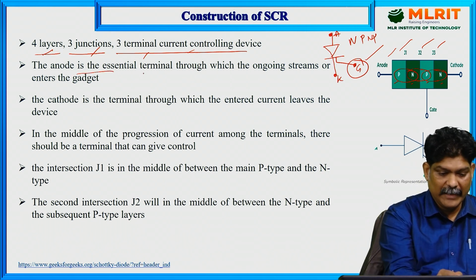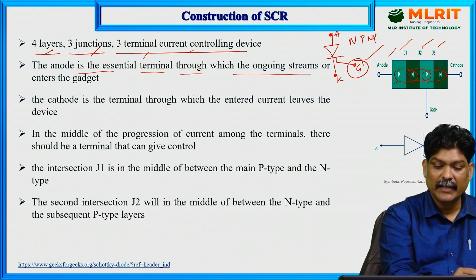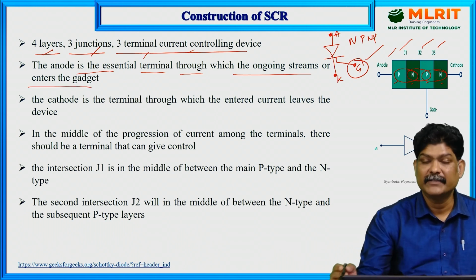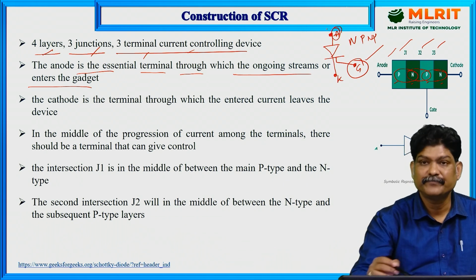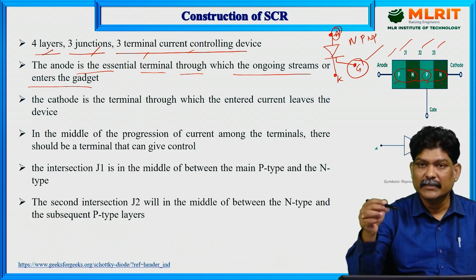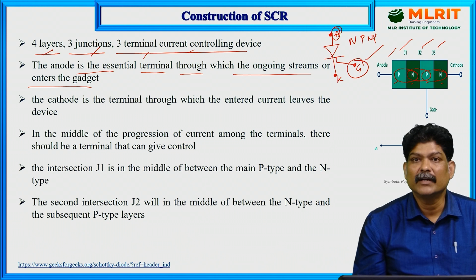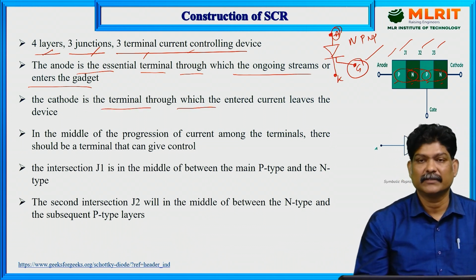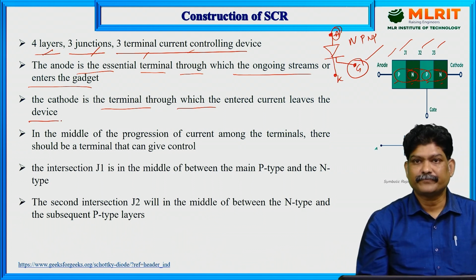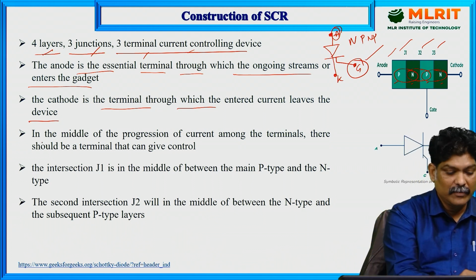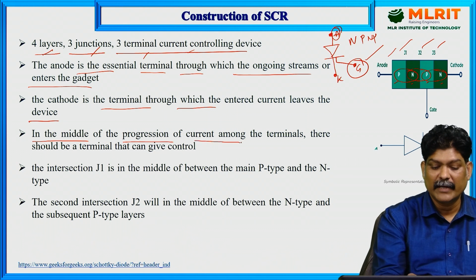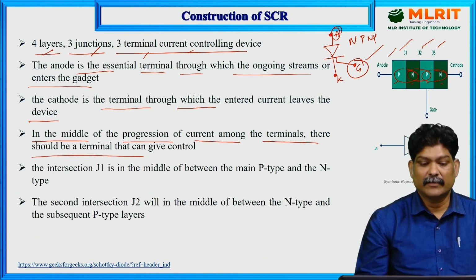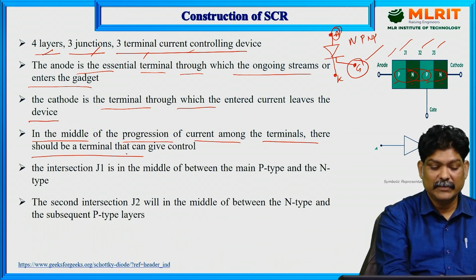The anode is the essential terminal through which the current enters the device. So this is the anode of the SCR, through which the current flows into the SCR. The cathode is the terminal through which the current leaves the device. In the middle of the progression of current between the terminals, there should be a terminal that can give control.